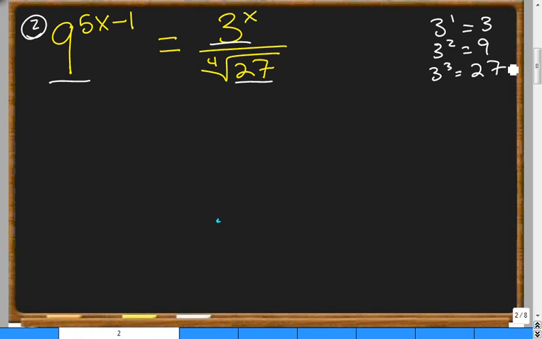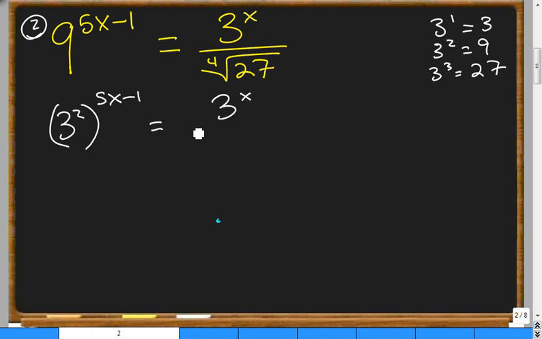So I'm just going to go ahead and convert these. I'm going to get that 9 is the same thing as 3 squared, and that 3 squared is being taken to the 5x minus 1. And you still have 3 to the x. That's already in base 3. And then we have 27, which is the same thing as 3 cubed. Well, I need to simplify and rewrite.